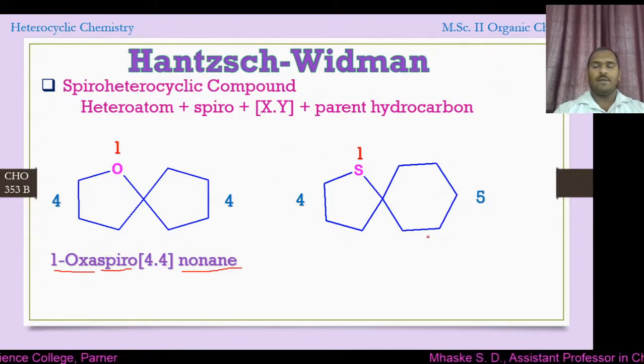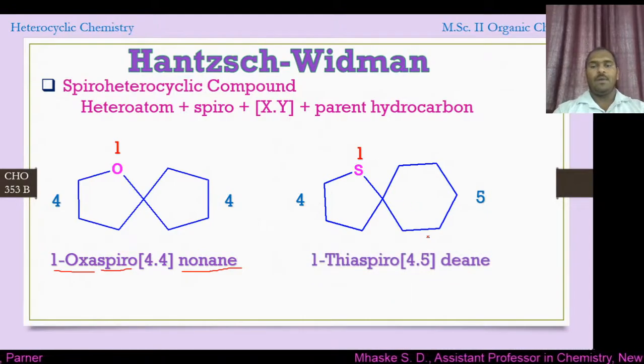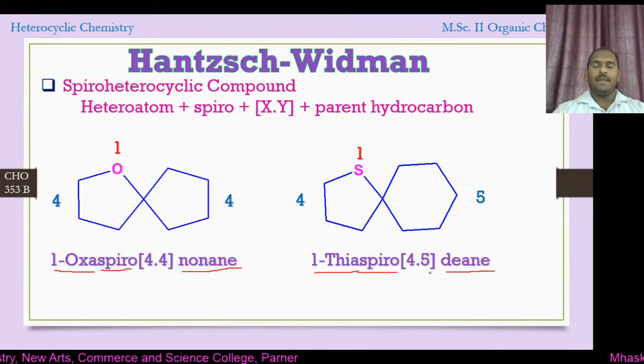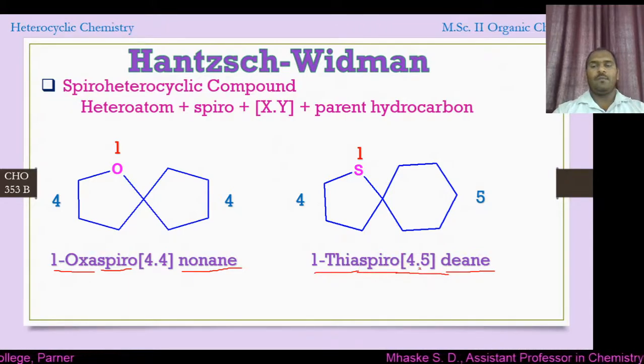So here we are considering the name of the compound. 1-thia, because at the first position there is a sulfur. Spiro will be the prefix added because the type of the compound is a spiro, and 4.5, 4 from this side, 5 from this side, and the name of the compound is decane. So the compound IUPAC name will be 1-thiaspiro[4.5]decane. That is the name of the compound.